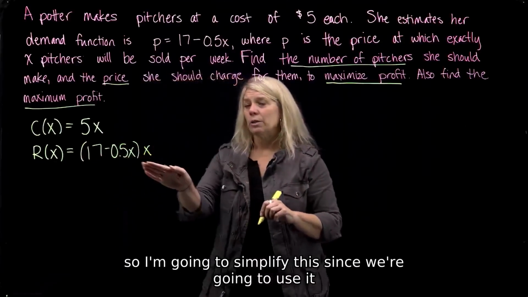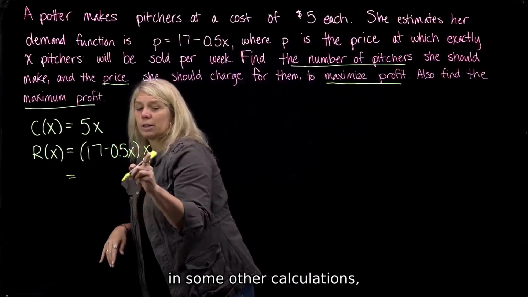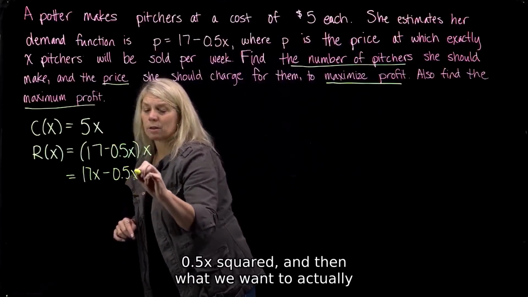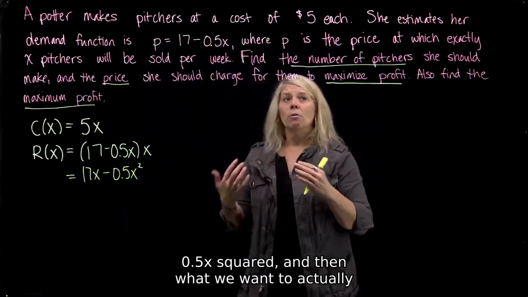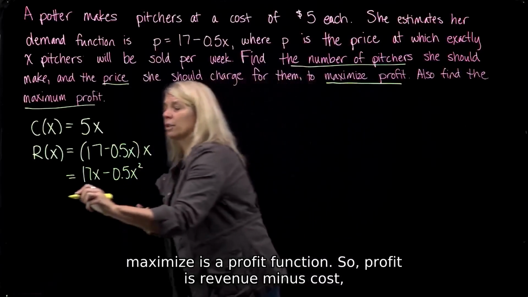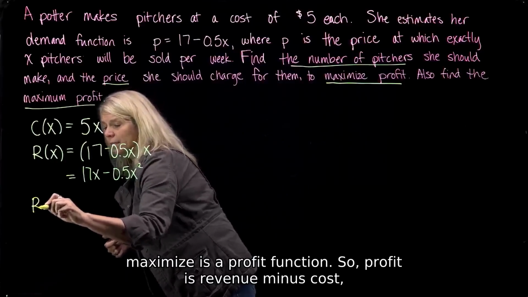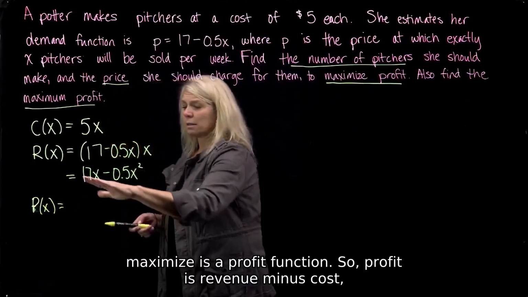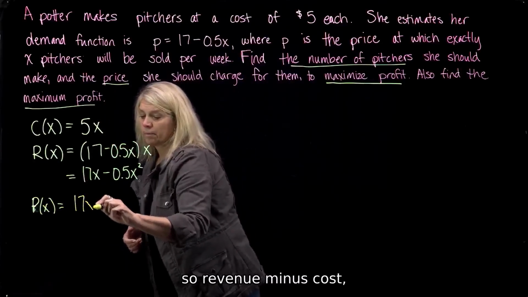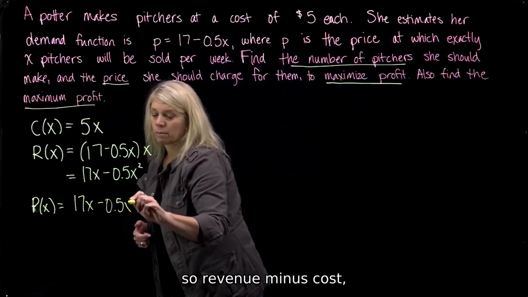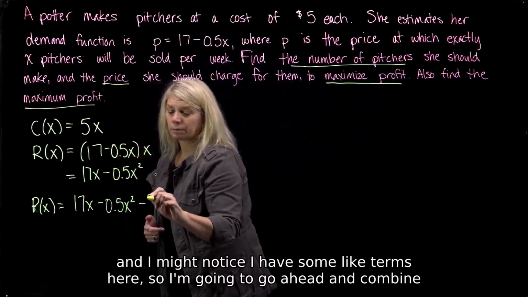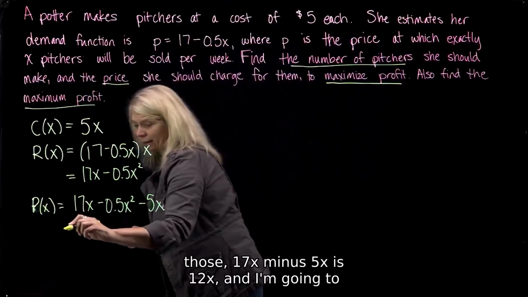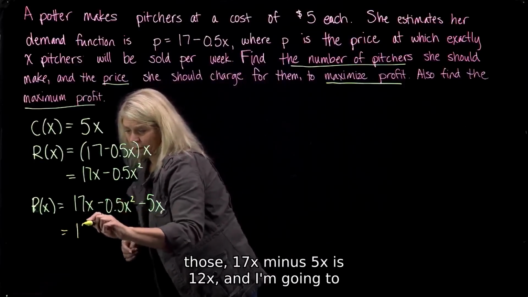All right, so I'm going to simplify this since we're going to use it in some other calculations. So I'll distribute this x through: 17x minus 0.5x squared. And then what we want to actually maximize is a profit function. So profit P is revenue minus cost. And I might notice I have some like terms here, so I'm going to go ahead and combine those. 17x minus 5x is 12x.